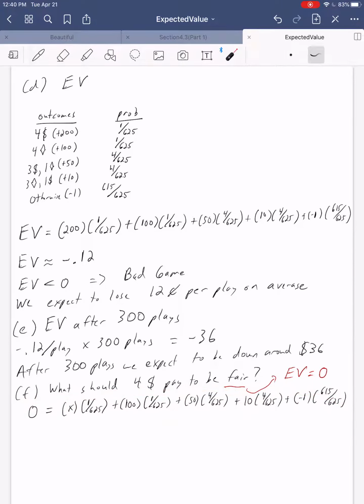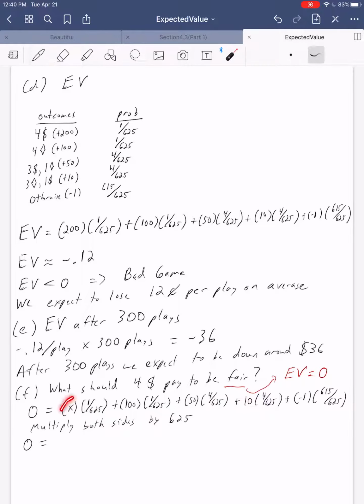You can just use your calculator if you want, but you can do a little bit of cleanup. All of these have a 625 in the denominator, so let's multiply both sides by 625. If you multiply 0 by 625, that's not going to change, so we'll get 0. When you multiply the other side by 625, you multiply every term by 625, which is going to remove the 625 from the denominator.